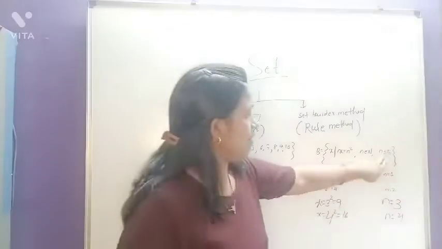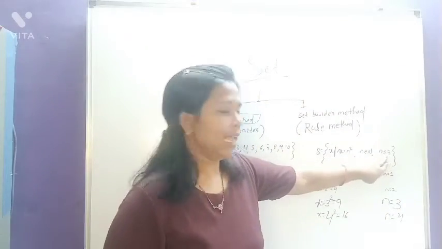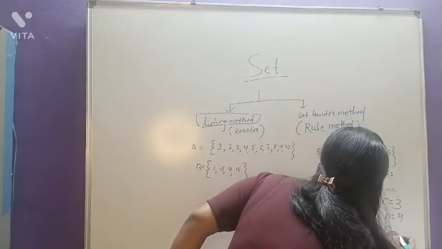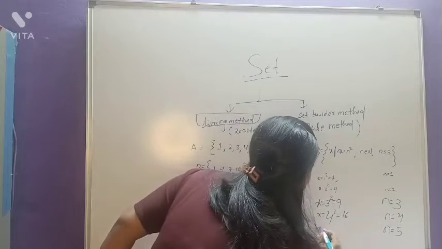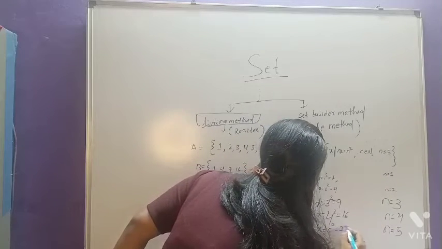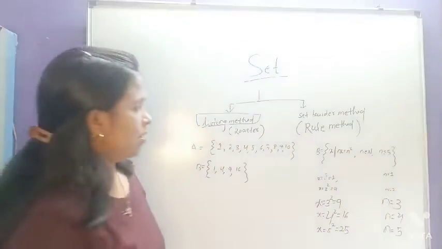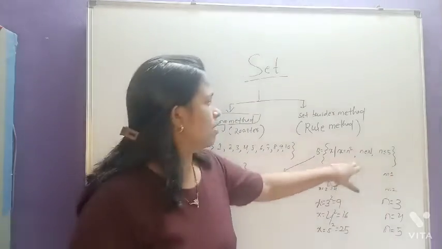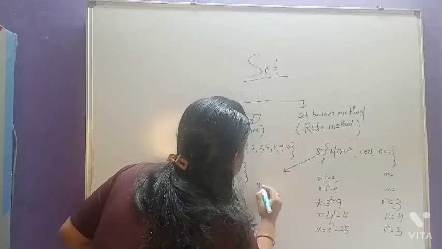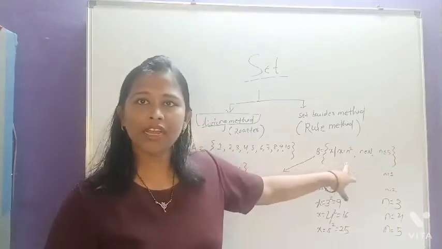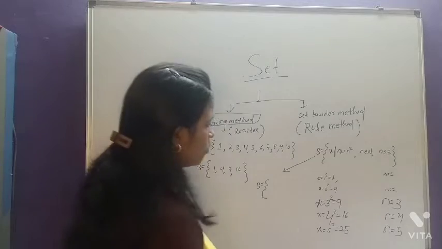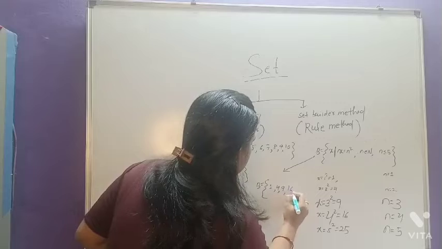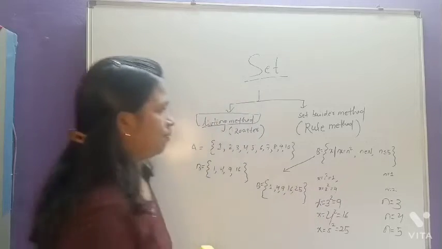As n less than equal to 5, so I can take the value of n till 5. Okay. So now I am taking the last element, n is equal to 5. So x is equal to 5 square, that is 25. Yes. So now this set, this is in rule method, yes or no? Yes. So I want to convert this set from rule method to listing method. Okay. So that elements, you know these elements 1, 4, 9, 16 and 25.